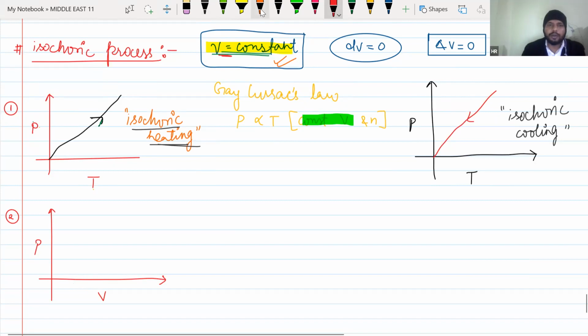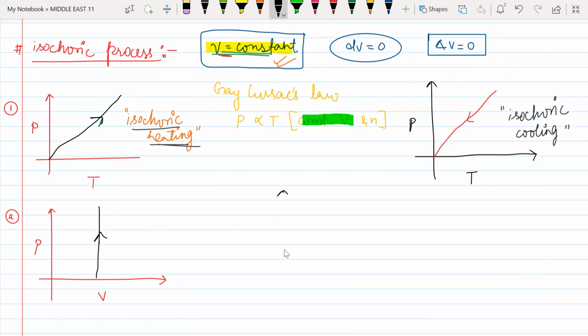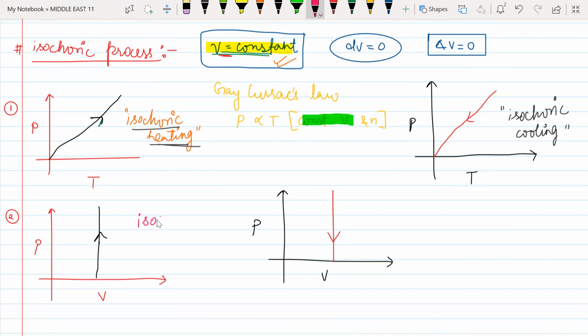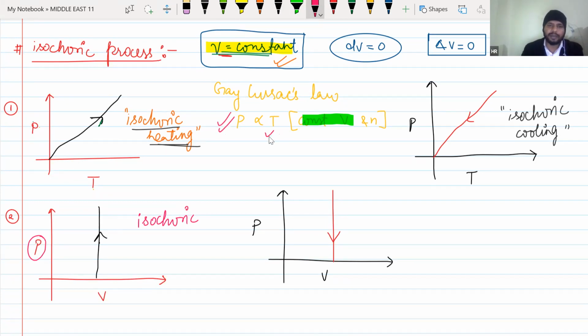You can see volume is constant. That means the graph will be like this. I'm giving you the direction upward, and again in the PV graph, the direction will be downward. You can see volume is constant. First decide which process this is. Then we will come to know it is isochoric. And you can see pressure is increasing. If pressure increases, then temperature will also increase. That means isochoric heating, and this one is isochoric cooling.